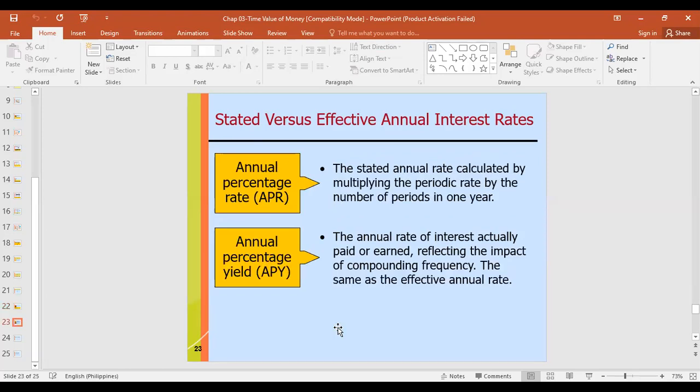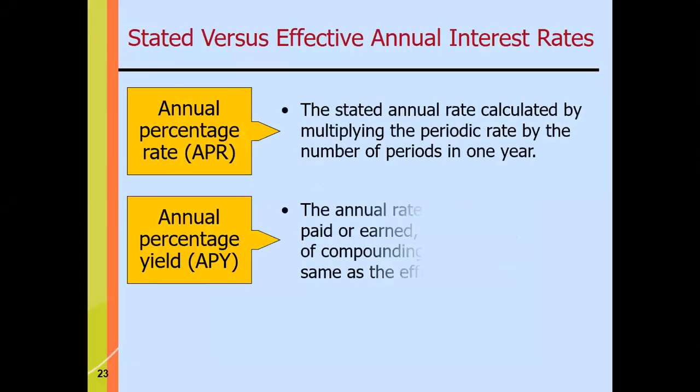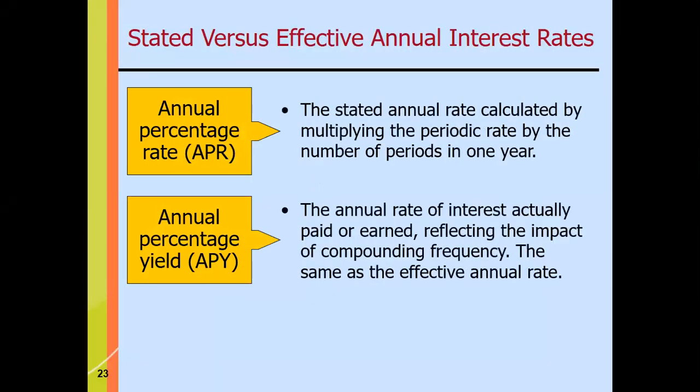Next, for annual percentage rate, APR, the stated annual rate is calculated by multiplying the periodic rate by the number of periods in 1 year, of course. The periodic rate, for example, monthly, multiplied by 12, is going to be the annual. And then the annual percentage yield is based on the effective interest rate, which is periodic, multiplied by the number of periods, equal to the annual percentage yield. And if I said number of periods, I'm talking about the number of periods in a year.